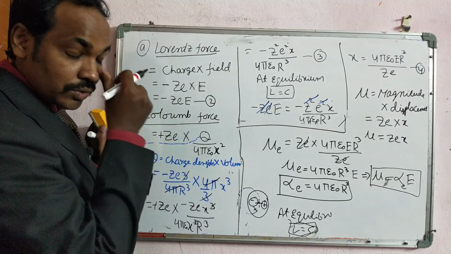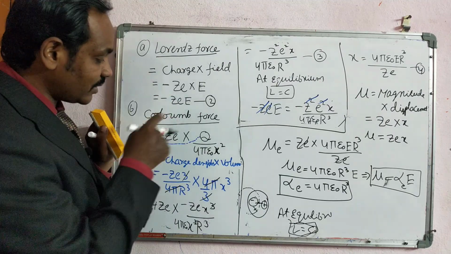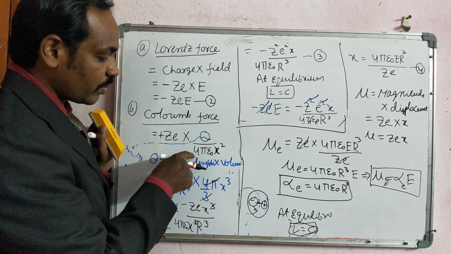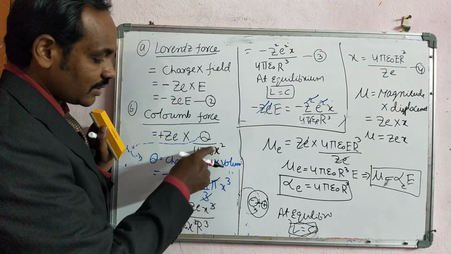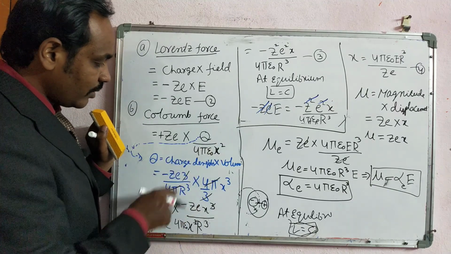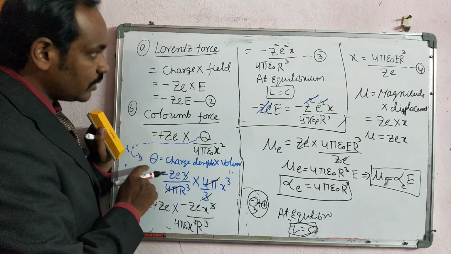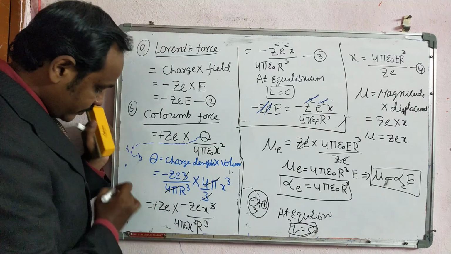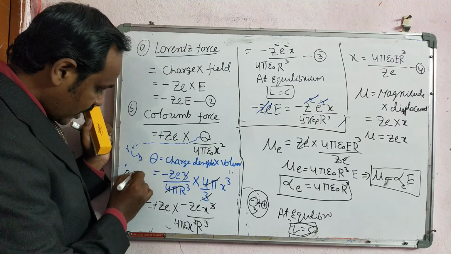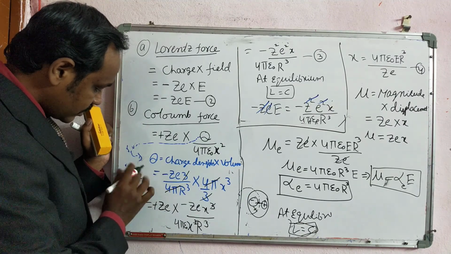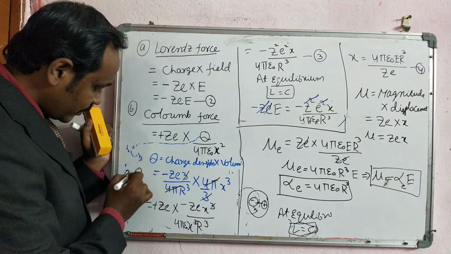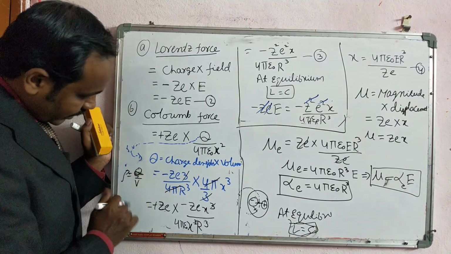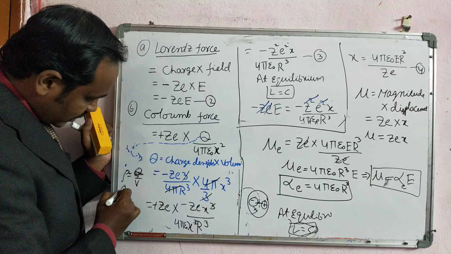We know that q1 q2 by 4 pi epsilon naught r square; we have seen that in Coulomb force. Q by 4 pi epsilon naught x square, where x is the radius. We don't know what the q value is. We know that charge density rho equals charge per unit volume, correct or not? Suppose I take capital Q, then Q equals density into volume.